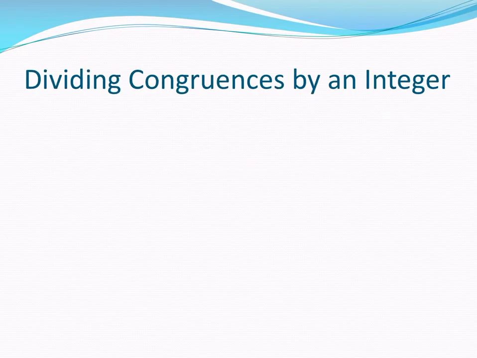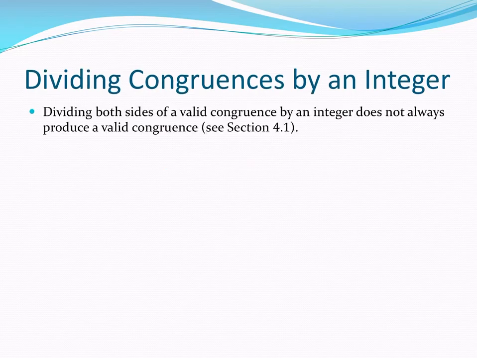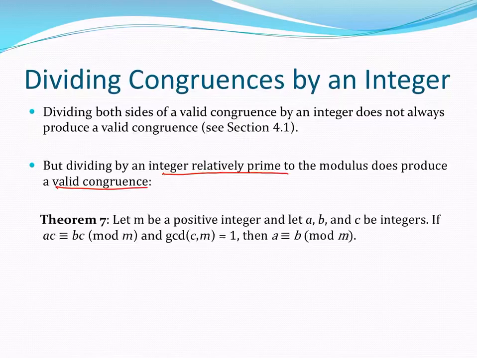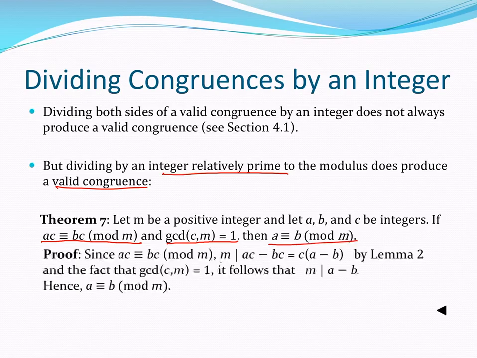Finally, earlier when we discussed congruences in this chapter, we had noted you can't necessarily divide by a common factor on both sides of the congruence and maintain it. However, if you divide by an integer relatively prime to the modulus, we retain the validity of the congruence. So here's our theorem. If I have ac is congruent to bc mod m, and the greatest common divisor of c and m is 1, then I can conclude that a is congruent to b mod m. In other words, I've effectively divided both sides by c.